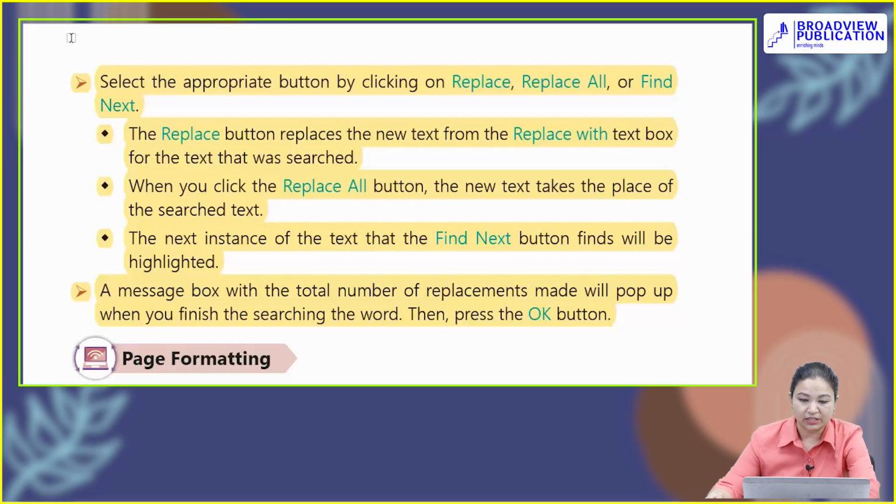The Replace button replaces the searched text with the new text from the Replace with text box. When you click the Replace All button, the new text takes the place of all the searched text. The next instance of the text that the Find Next button finds will be highlighted. A message box with the total number of replacements made pops up. When you finish searching, press the OK button.